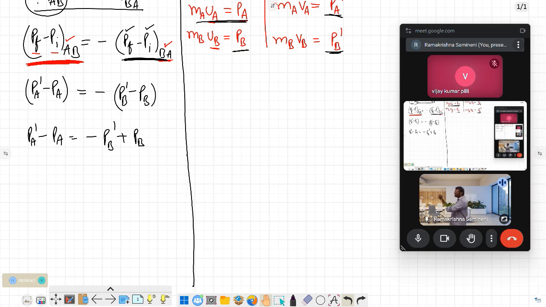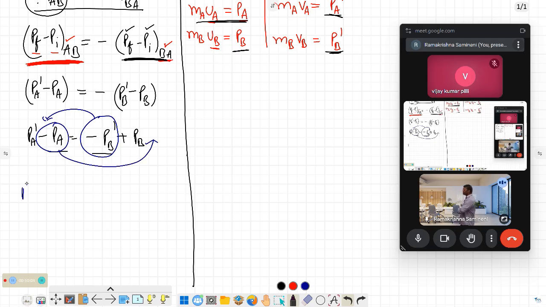Now this is minus PA and this is minus PB dash. Okay, this minus PB dash, bring it to the left hand side. This minus PA, bring it to the right hand side. If you write in order, what are you going to get? PA plus PB is equal to this. The right side one I am writing as the left side. So first PB plus PA plus PB is equal to this.